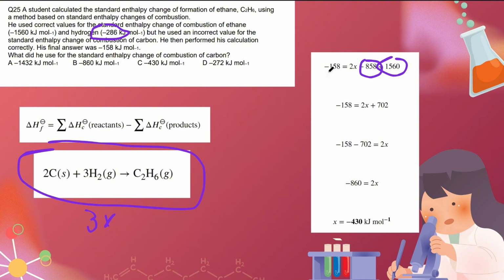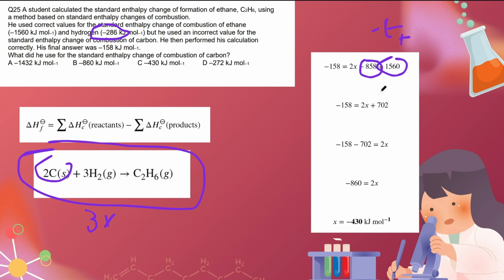And then this is the 2x. This is the product, this is the reactant. Since we don't know the 2x, and we see this is a carbon, we don't know the carbon enthalpy, but we know the final answer is minus. So we just do this, this is plus, guys, because minus meeting minus makes a plus. So minus 858 plus 1360, make it as 702.